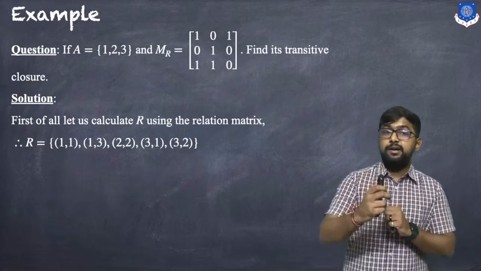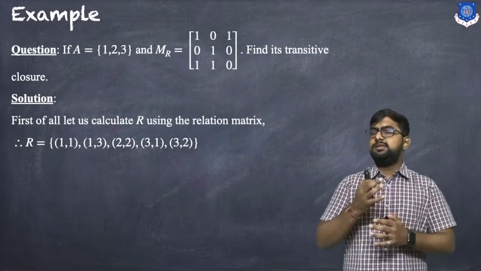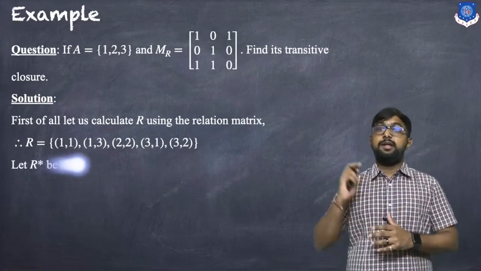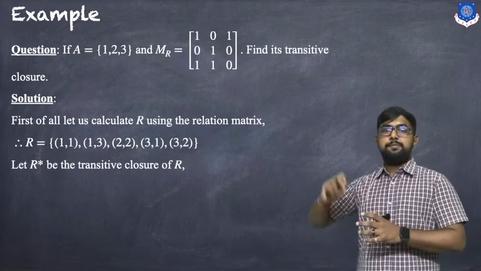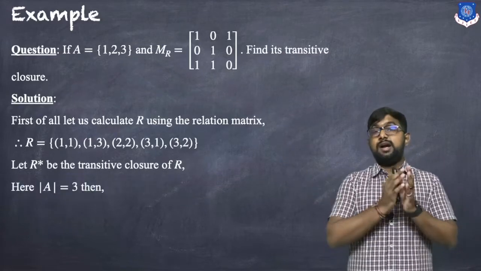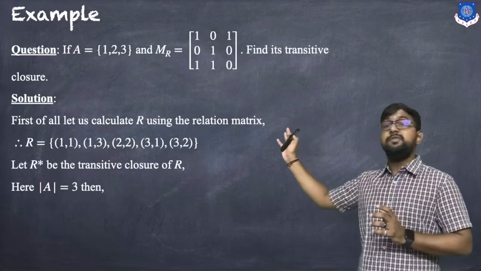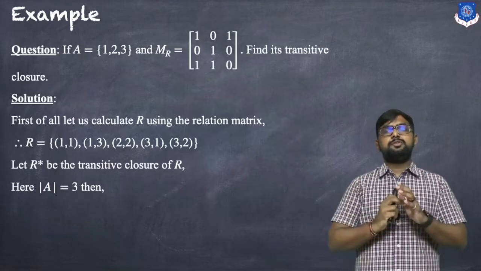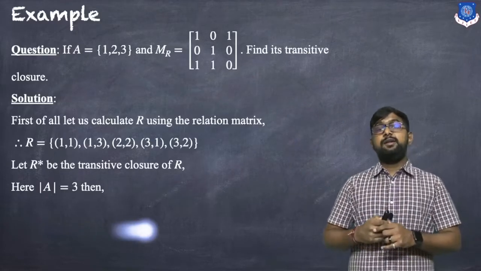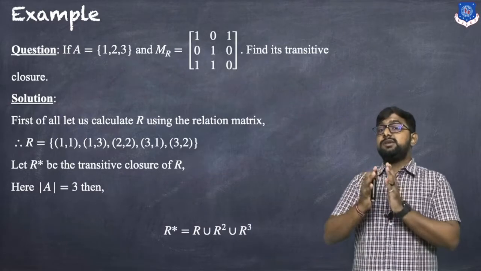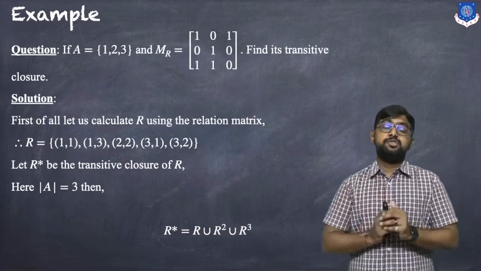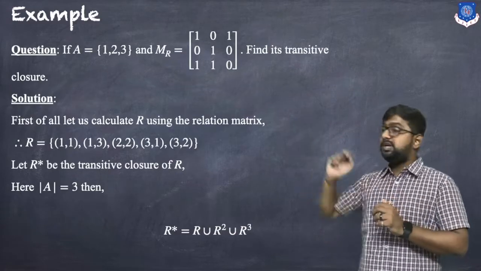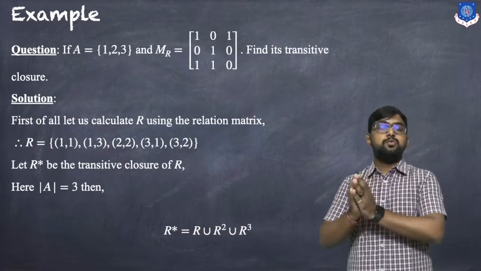Now we want to find a transitive closure, which is the smallest transitive relation containing R. So let R star be the transitive closure of R. Here the cardinality of the given set A is 3. So how to define R star? By the definition, R star will be R union R square up to R raised to n, but here n is 3, so R union R square union R cube.